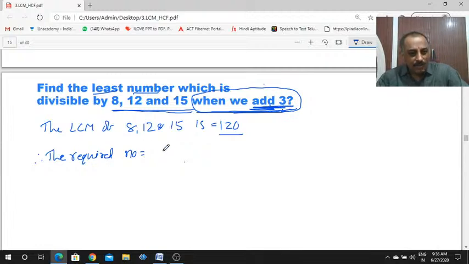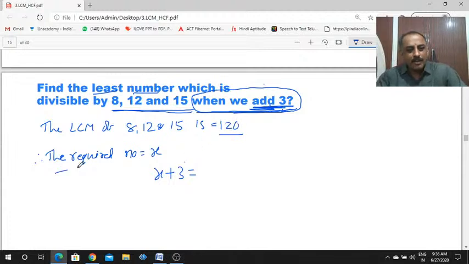Let the required number be x. Now, your answer is x. So, if you add 3 to x, your answer will become 120. So, x plus 3. Add to our answer only, not the LCM.